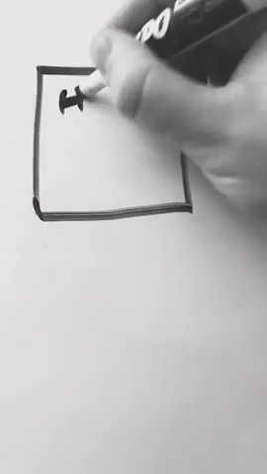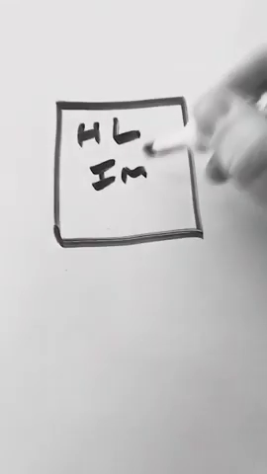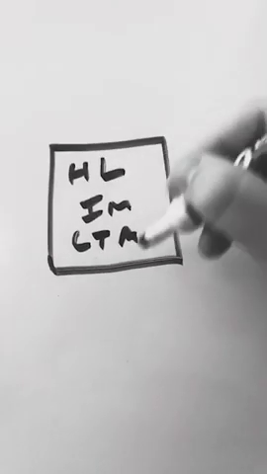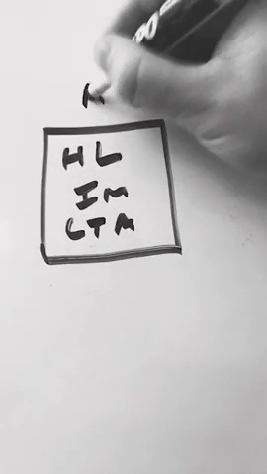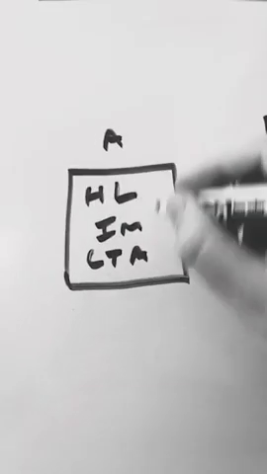You have, let's say, your headline. So we'll write HL for headline. You have your image. You have your call to action, your colors, all that stuff. So that's in an ad. Now, this is ad A. So when you make ad B, you don't necessarily want to change everything.